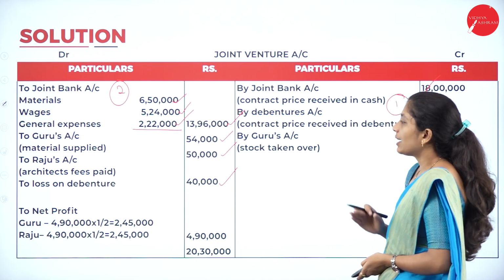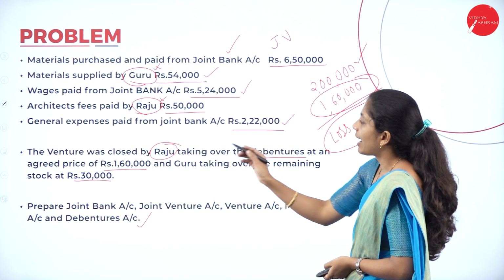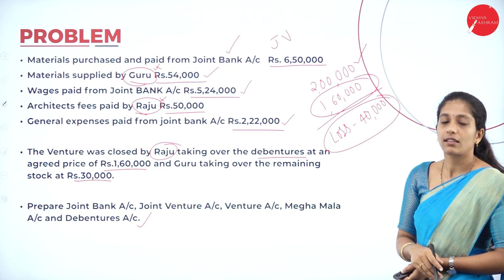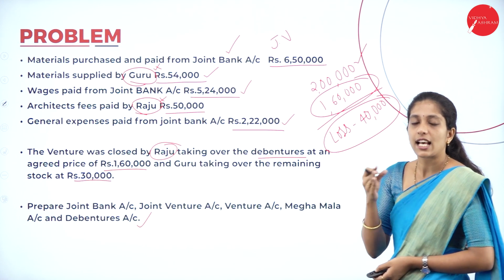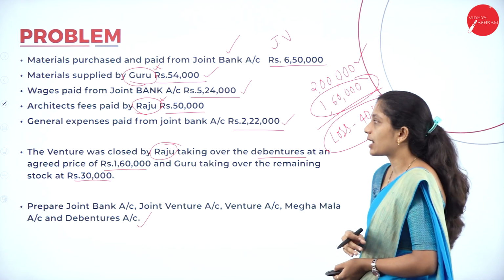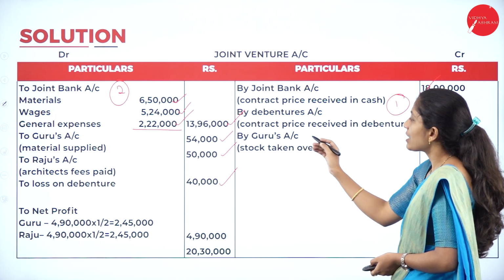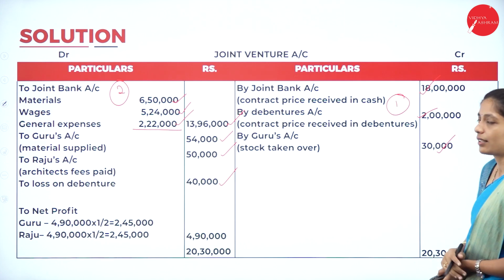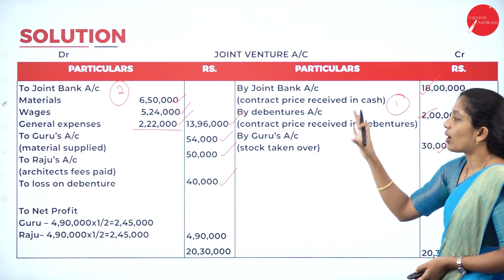Next, here see the question. Again they have told, and Guru taking over the remaining stock at rupees 30,000. So here an asset has been taken over by a venturer. So how do you record? By Guru's account, stock taken over. How much stock taken over? 30,000. So we are done with all the entries.